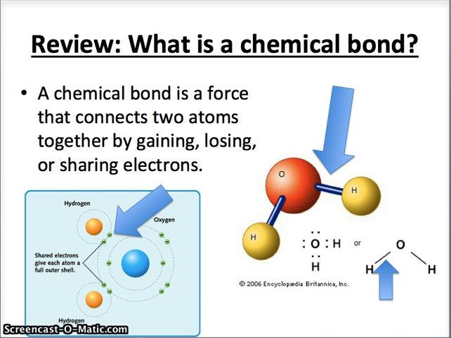These pictures all show a water molecule. Water molecules are when one oxygen atom and two hydrogen atoms come together and are bonded through chemical bonds. And if you look closely, this is a bond here. They are bonded together because hydrogen and oxygen share electrons.